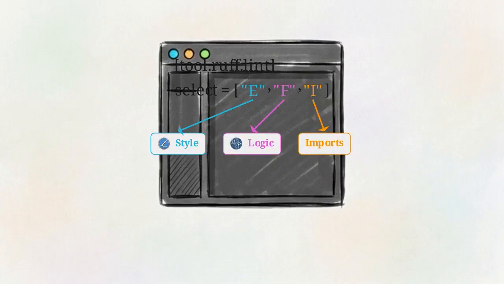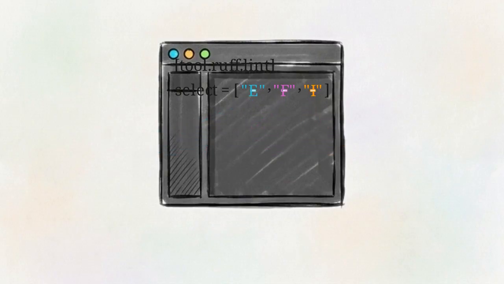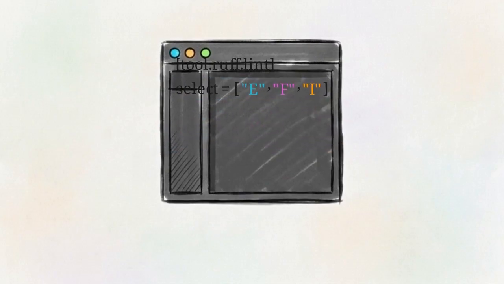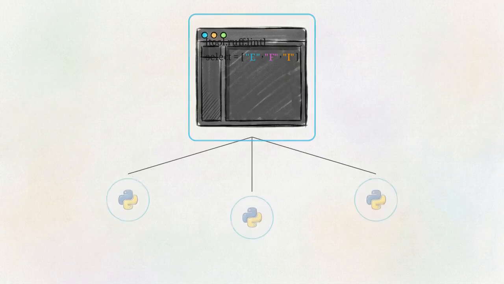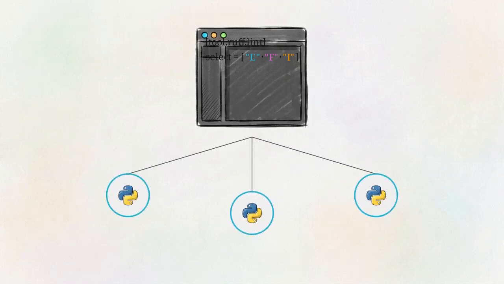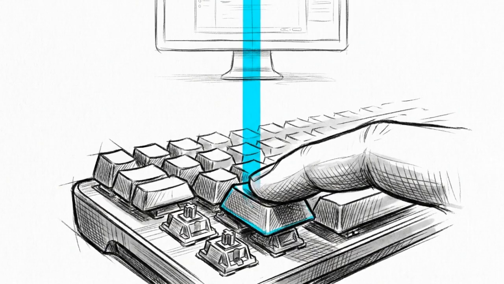By passing E, F, and I to the select array, we enable standard rules for style, logic errors, and import sorting. Centralizing these rules eliminates conflicting formatting logic and establishes a single source of truth for an entire engineering organization.